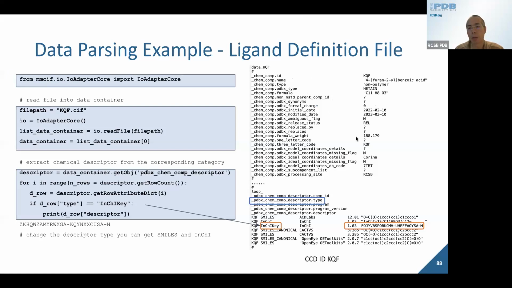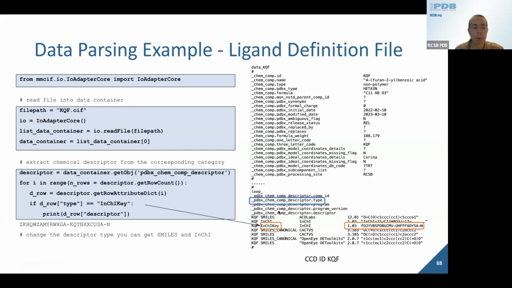So what if I want to get the InChI key for this ligand KQF? You do the same. You import this adapter, the mmCIF reader. Then you give the file and create this data container. Then you choose the first data container, the first one. And then you focus on this descriptor data category, getting this data object.